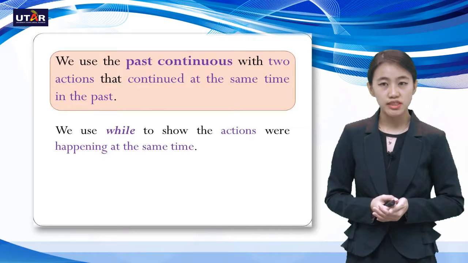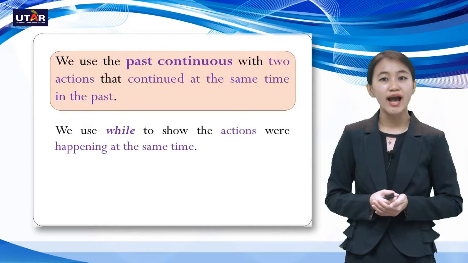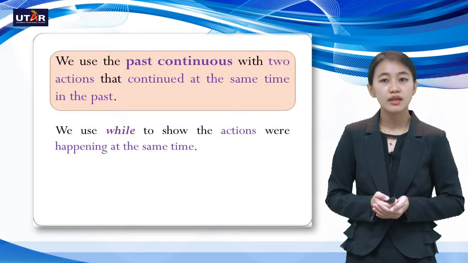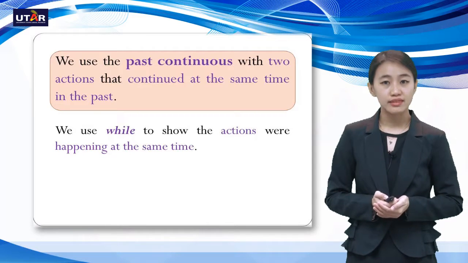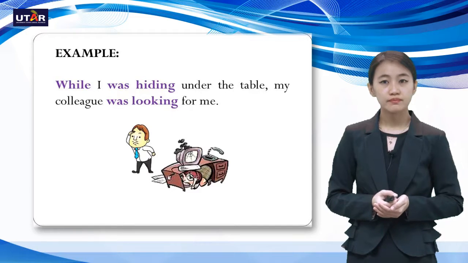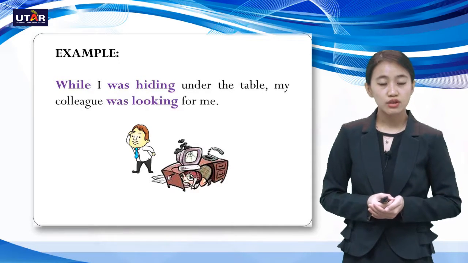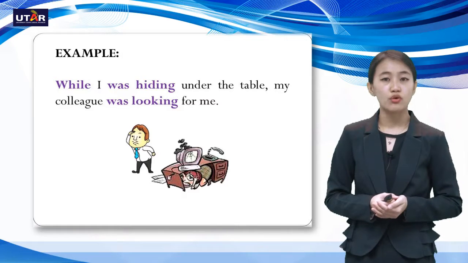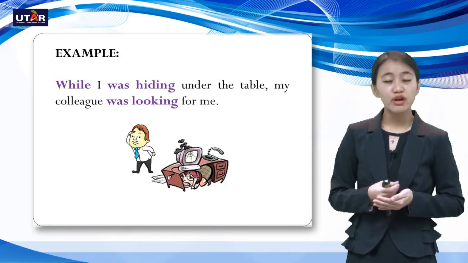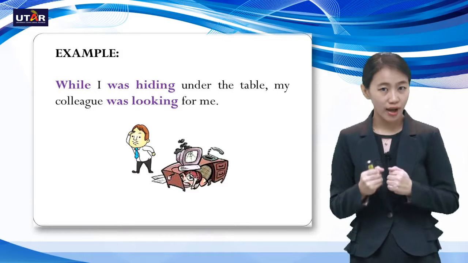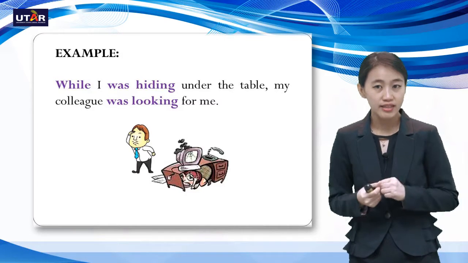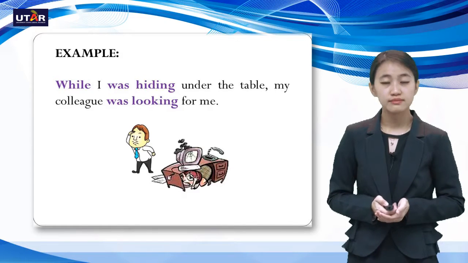We use the past continuous with 2 actions that continued at the same time in the past. So we use while to show actions that were happening at the same time. The example here: while I was hiding under the table, my colleague was looking for me. So here we use both in past continuous form with while because both are actions that are happening at the same time. So while I was hiding, at that particular time that I'm hiding, my colleague was looking for me.